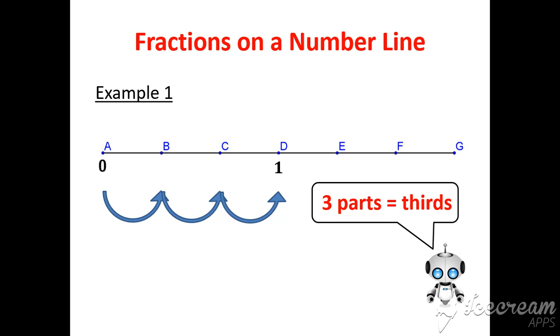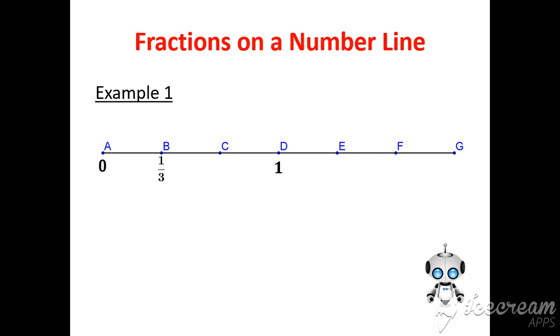So therefore we could say point B must be 1/3, point C is 2/3. Now when we get to point D, 3/3 is equivalent to 1 whole. If you eat 3 out of 3 pieces of pizza, you've eaten a whole pizza. So 3/3 is 1 whole.